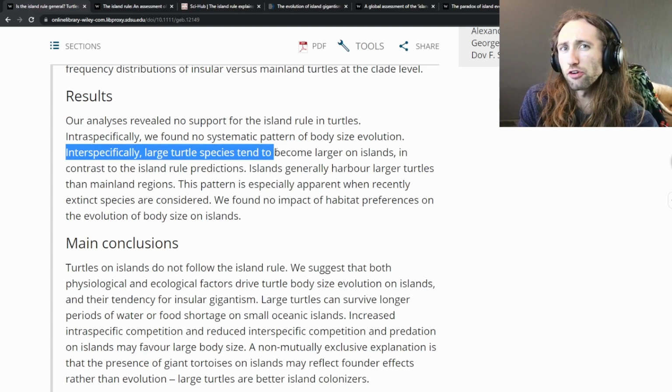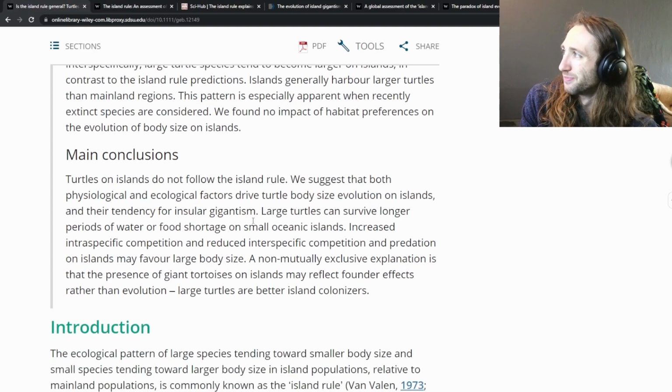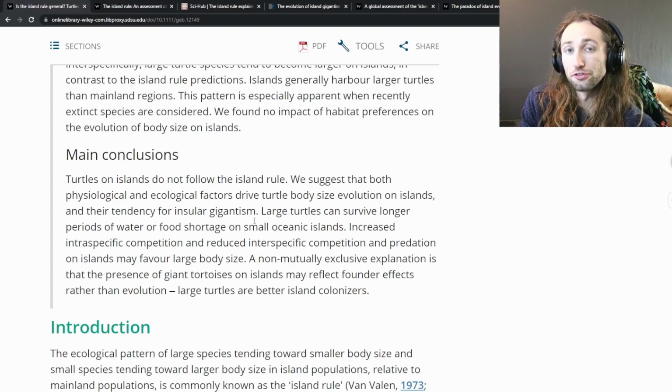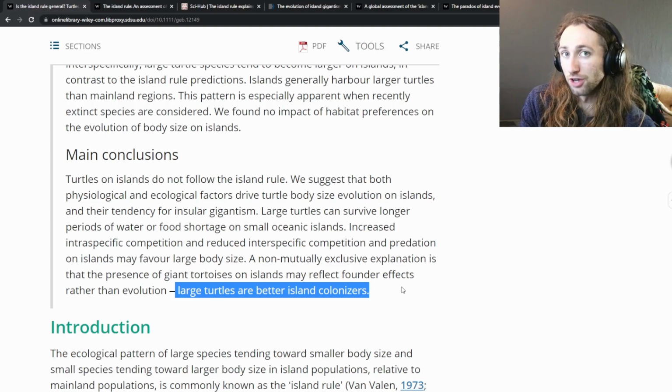And what they're really trying to get at here, what they found, is that the islands are being colonized by large turtles because it's easier for large turtles to colonize the islands. At least that is the thought right here. Large turtles are better island colonizers.